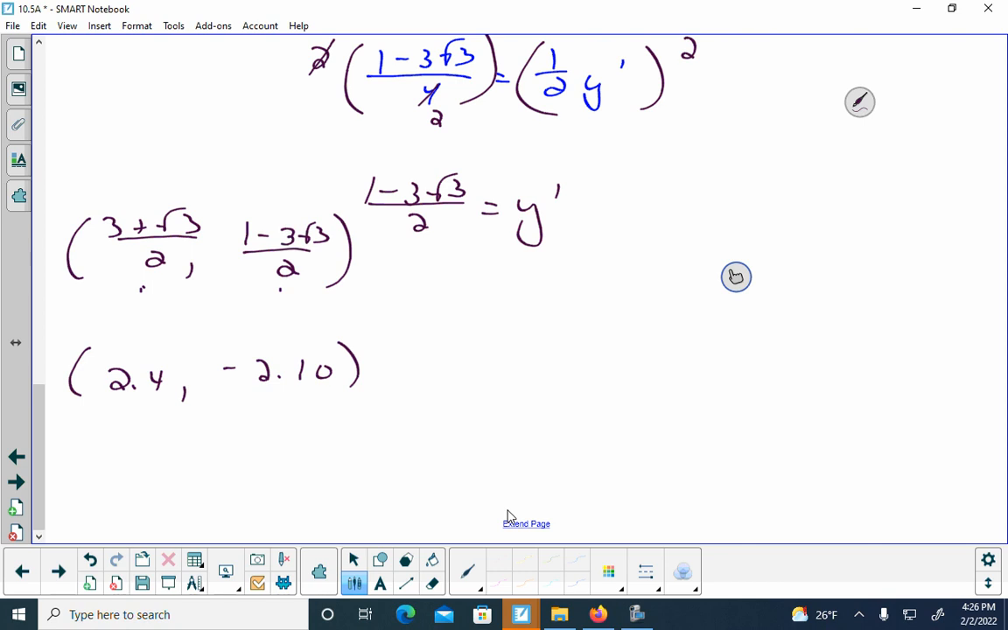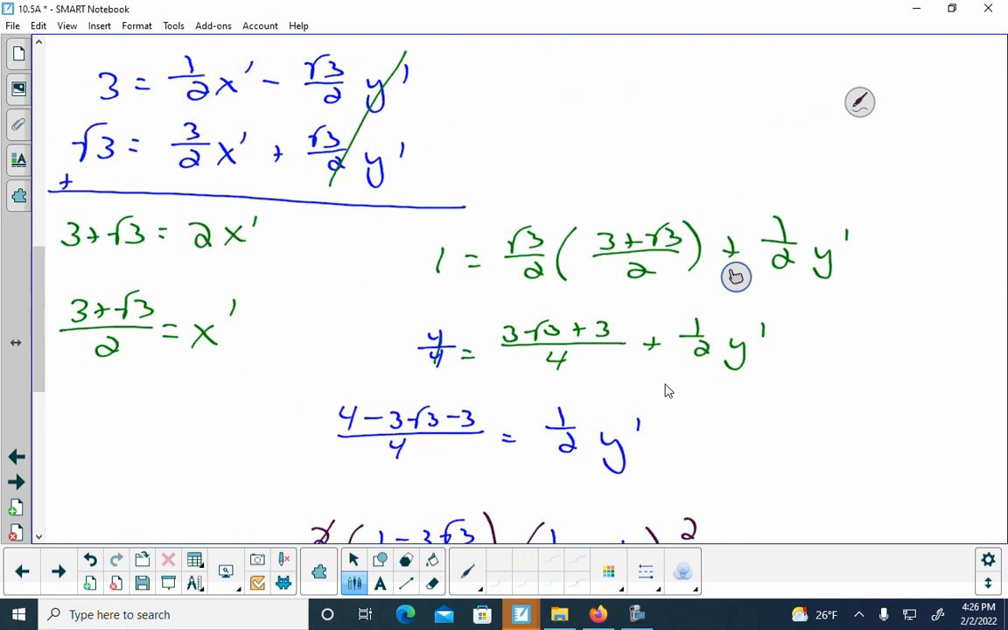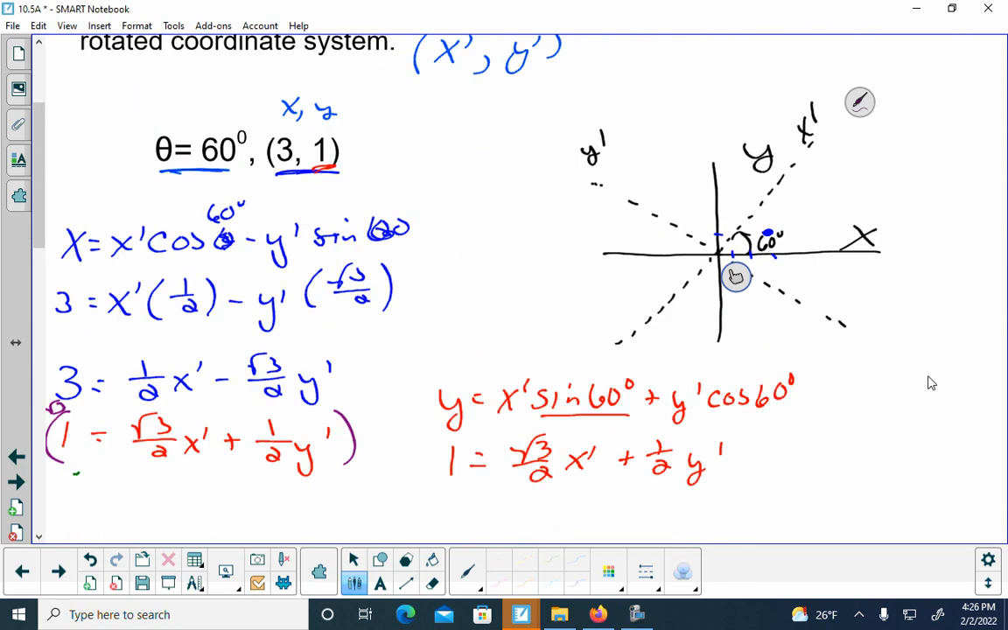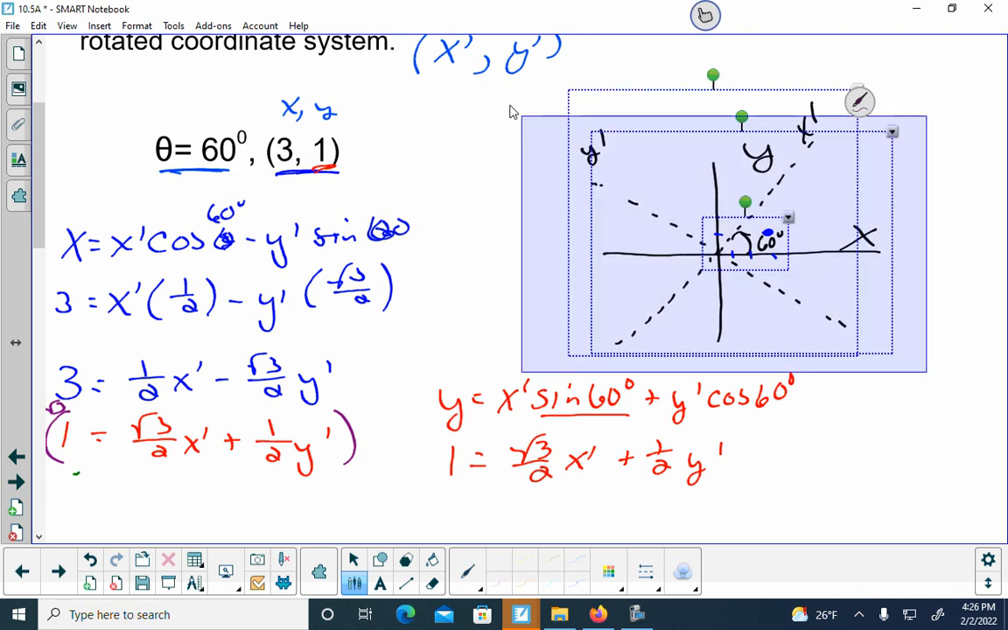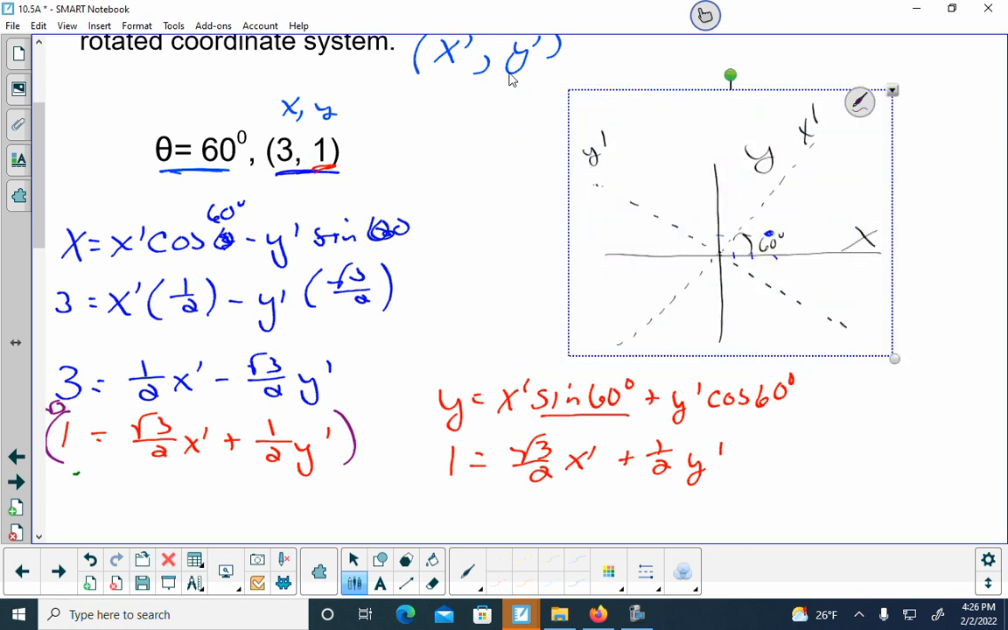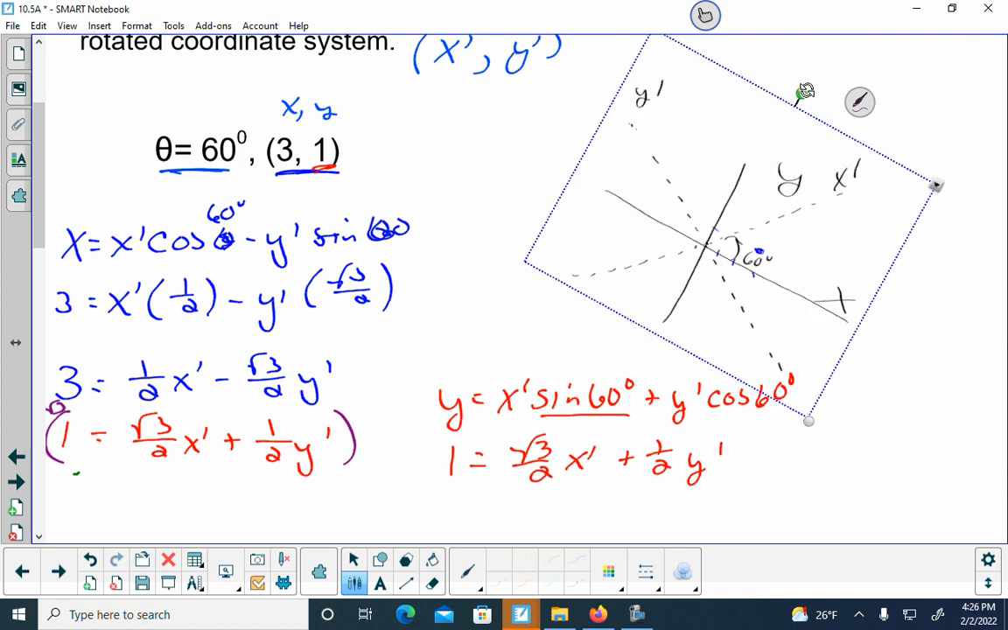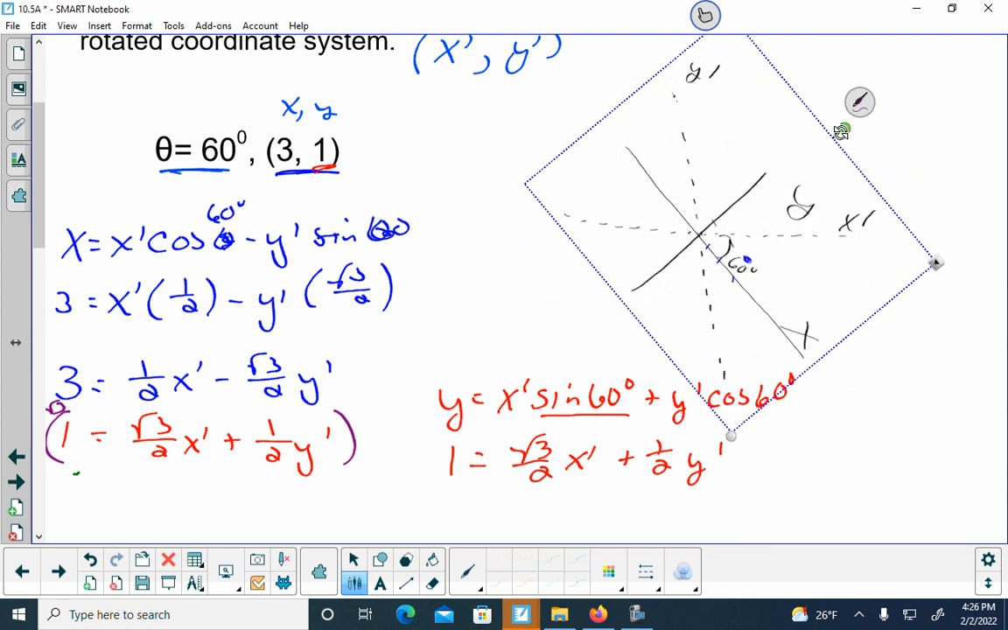If I were going to plot it, I'm going to plot it on my rotated coordinate system. So what you're going to do at home is you're going to pick up your paper and you're going to rotate it. I cannot pick up my paper and rotate it, so I am going to grab this picture that I made, and I am going to rotate it so that the new x-axis is horizontal, and then the y-axis is perpendicular.